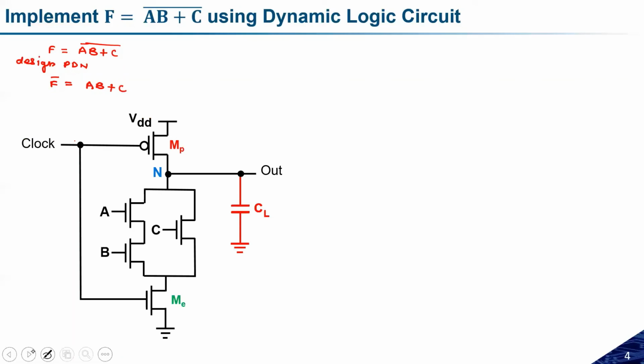Let us see here. Yeah, so this is the simple circuit. A and B are in series, and then I keep the third transistor in parallel. This is how we can implement the pull down network, or the dynamic logic circuit, for a particular function. This circuit that we have designed just now is the footed dynamic logic, and we have implemented this function based on the footed logic.